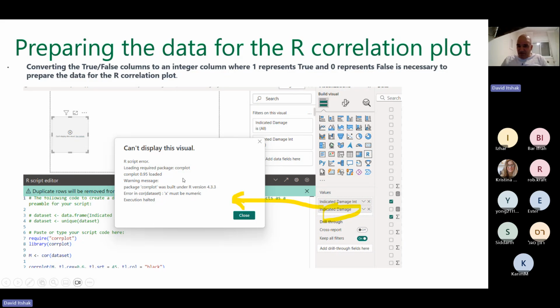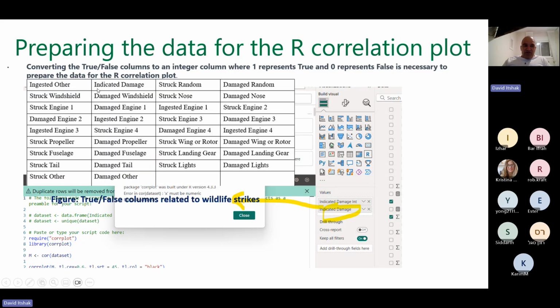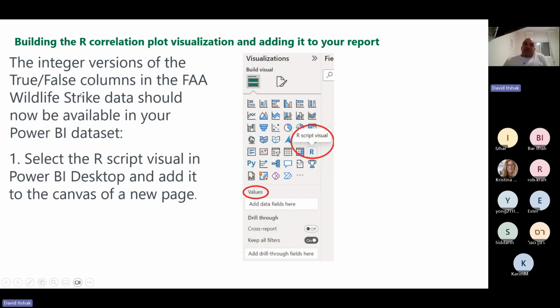You can see it here. So how do you do it? You convert all the true/false columns to an integer column where 1 represents true and 0 represents false. So you can see these are all the columns: Slack engine, damage engine, incident engine, Slack, etc. Take this. And then after you do it, you take the R visual and drag it to your board.